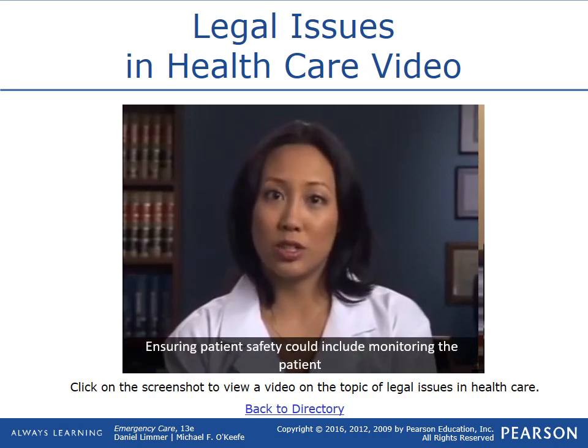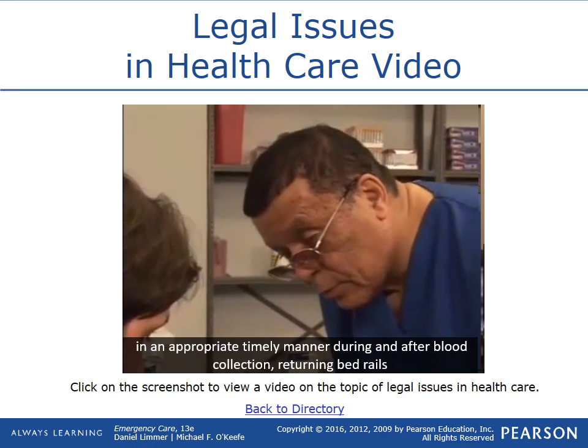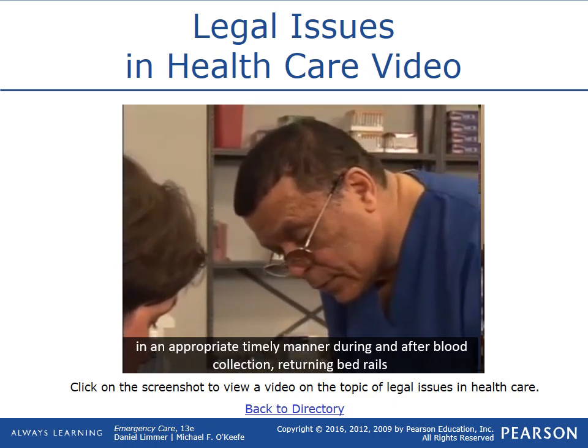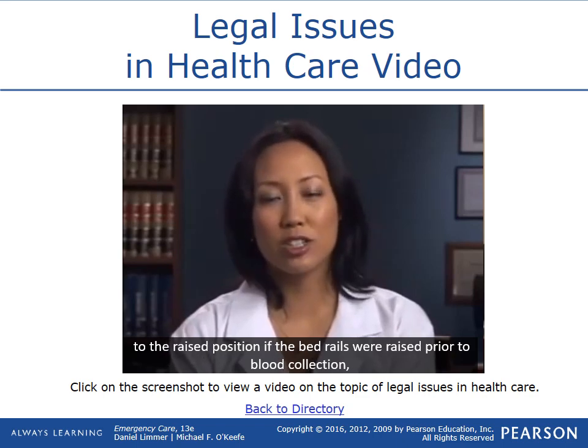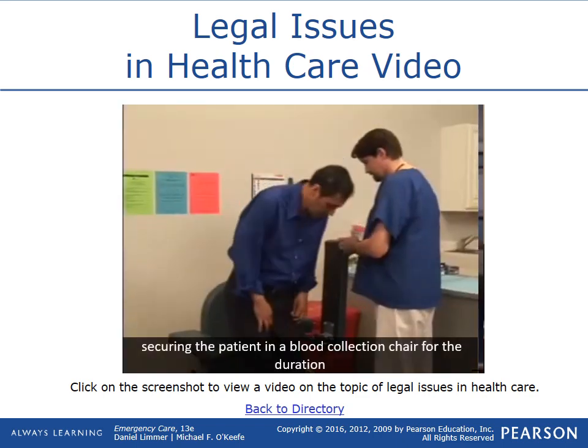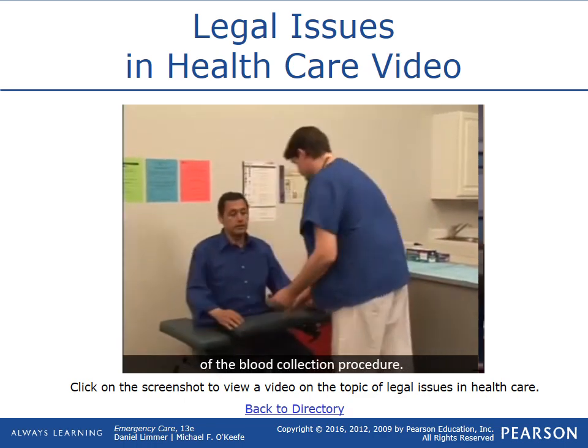Ensuring patient safety could include monitoring the patient in an appropriate, timely manner during and after blood collection, returning bed rails to the raised position if the bed rails were raised prior to blood collection, securing the patient in the blood collection chair for the duration of the blood collection procedure.